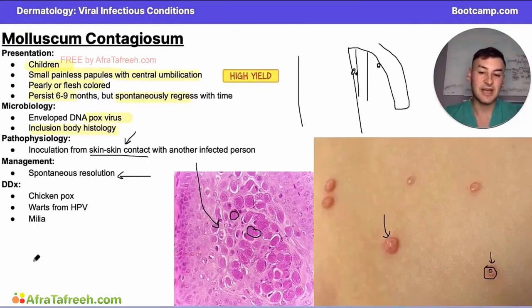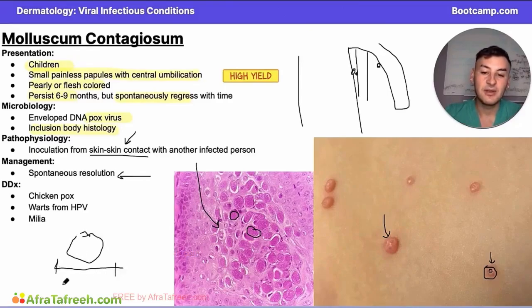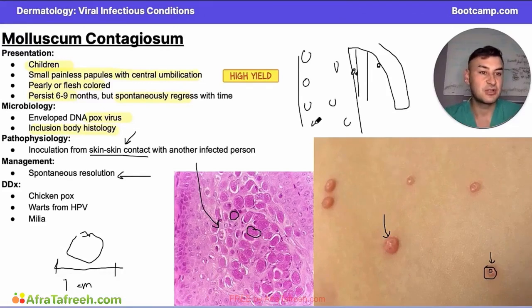The caveat to that, when to be a little more worried, is if you have lesions that are larger than 1 centimeter or lesions that are throughout the entire body. So if you have lesions popping up that are really big or lesions that are just super diffuse across the entire body, that raises the suspicion for HIV. Additionally, if you have lesions on the genital area, that can raise suspicion for sexual abuse as well. So that's something to be important on your differential.